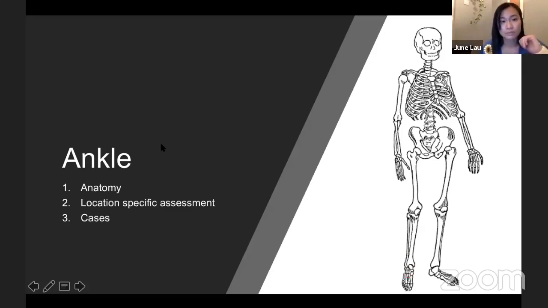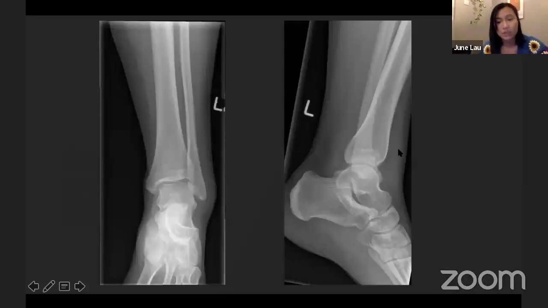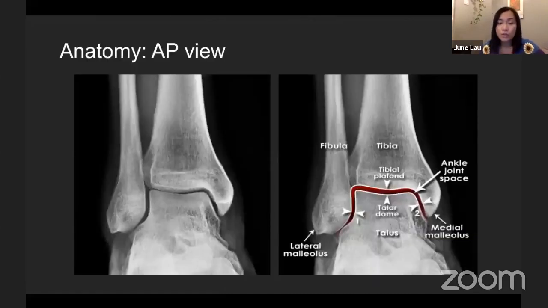So, ankle. Let's go through the anatomy. You only get 2 views of the ankle: an AP view and a lateral view, and I would say they're equally important in this case. With regards to anatomy, you only really have one joint in the ankle. Yes, you've got a syndesmosis here, which can rupture, but I would say that's more of a cartilaginous joint as opposed to this joint here.